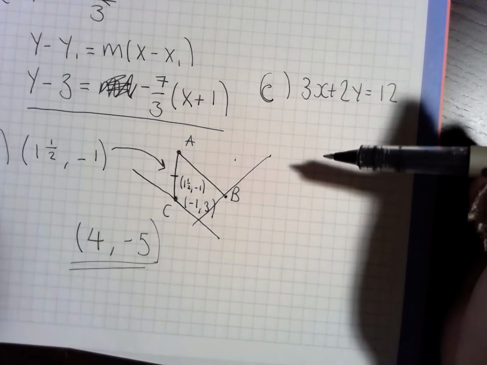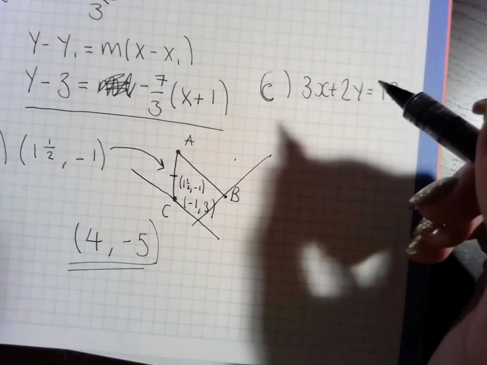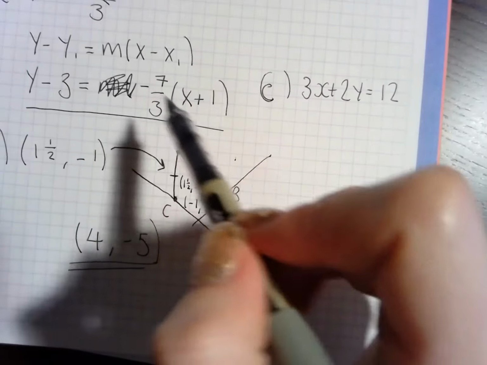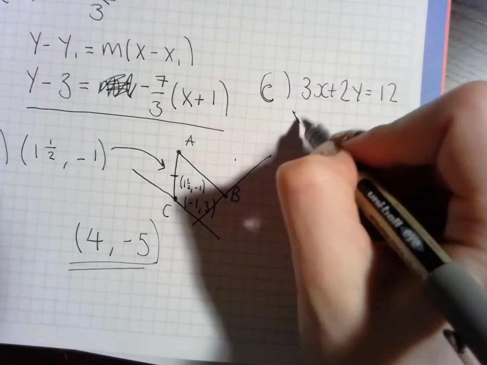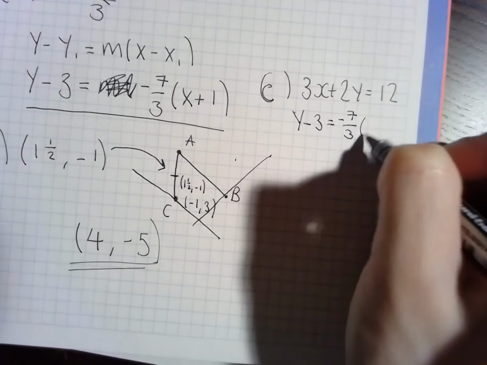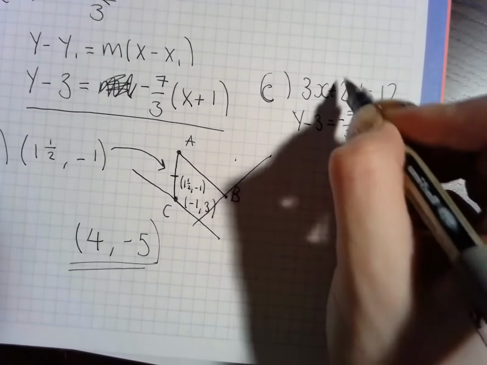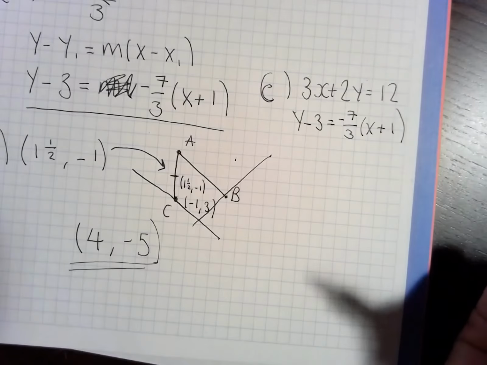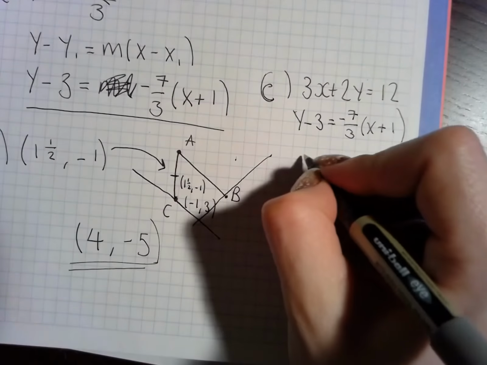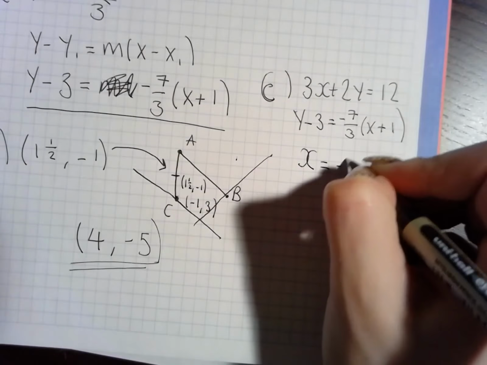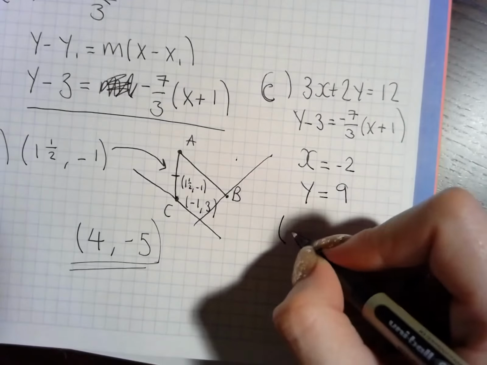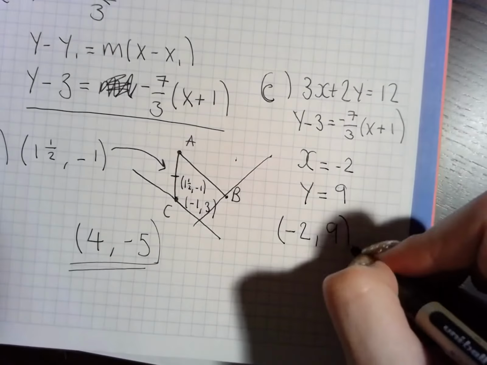So to find the coordinates of B, we know the equation of the line AB, because we found that out in part A, that's here. So you literally just do simultaneous equations on these two lines. I won't go through the simultaneous equations, I'm sure that you know how to do that. And you find that the solution is x equals minus 2 and y equals 9. So that is the point B.